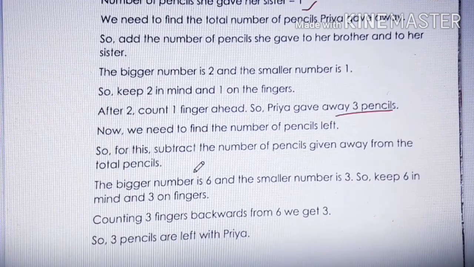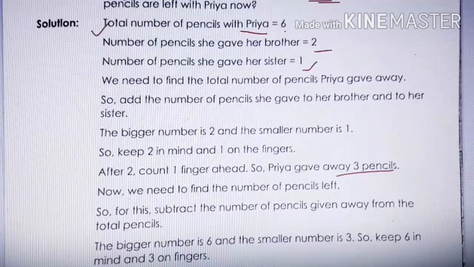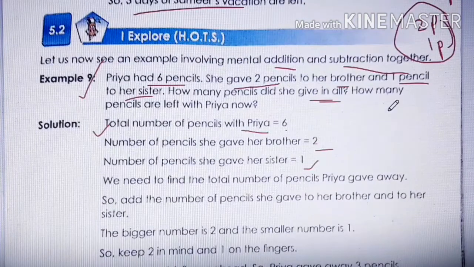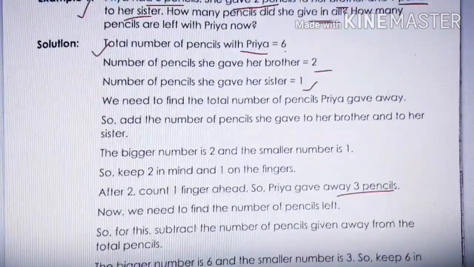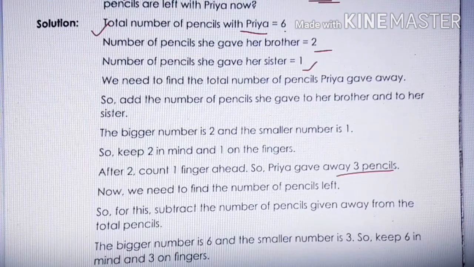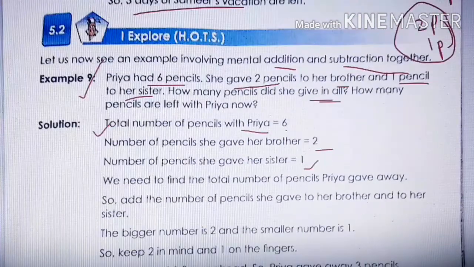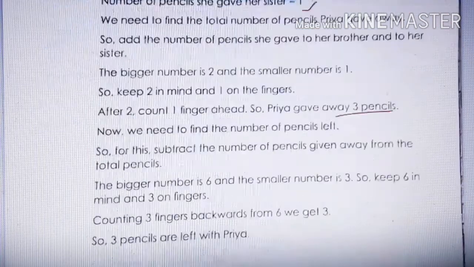Okay. Now children, the next question is what? How many pencils are left with Priya now? Out of 6 she gave 3 pencils, children. How many pencils are left with her? When the word left comes, what we do? Subtraction. Okay. So we'll subtract 6 minus 3.